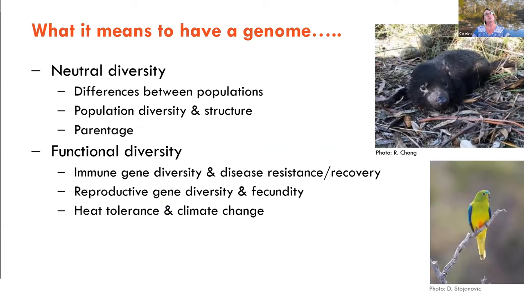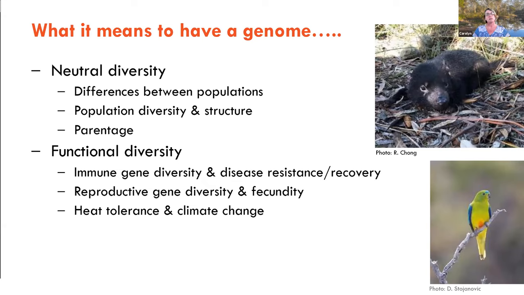But we can also use the reference genome to start to characterize different gene families. So we can look at immune gene diversity in relationship to disease resistance and recovery from a disease. Reproductive gene diversity allows us to assess fecundity. We can look at the heat tolerance and heat structure genes in relation to climate and climate change. And so we can actually develop a suite of more targeted marker sets based on the reference genome, which is much easier than the old days where we used to have to do a suite of different cloning in order to identify each of the genes.